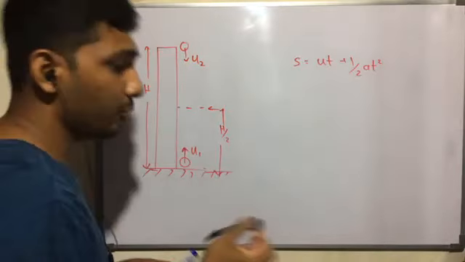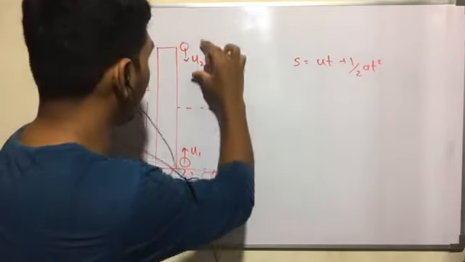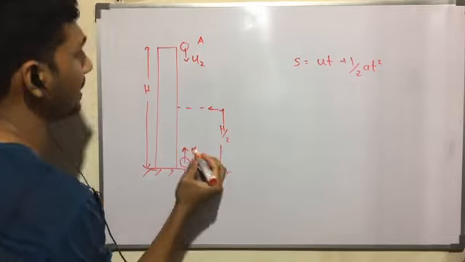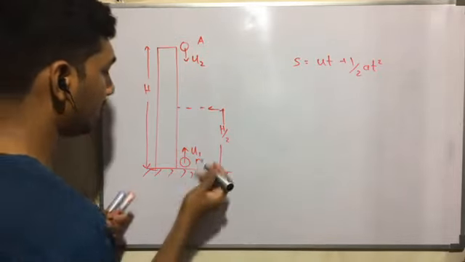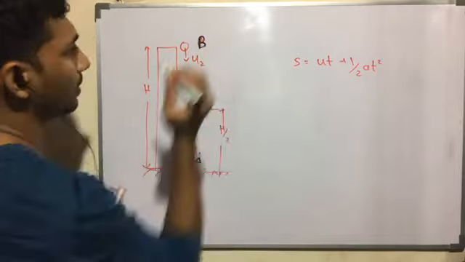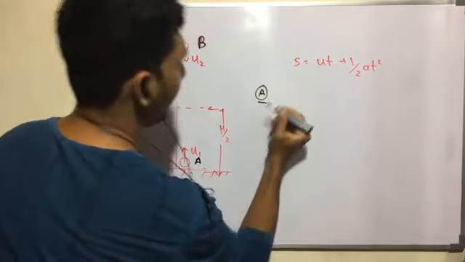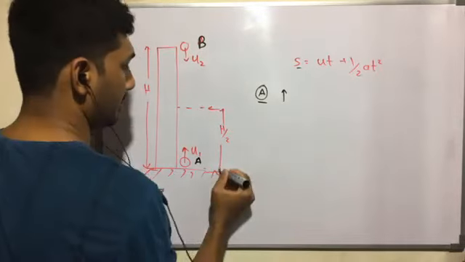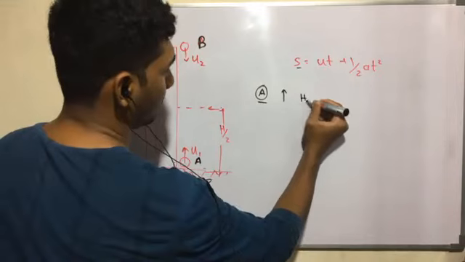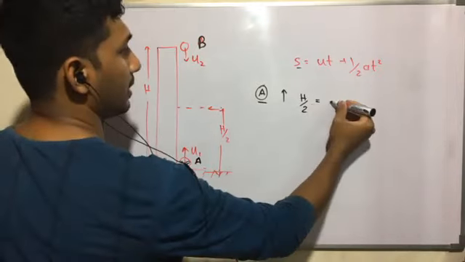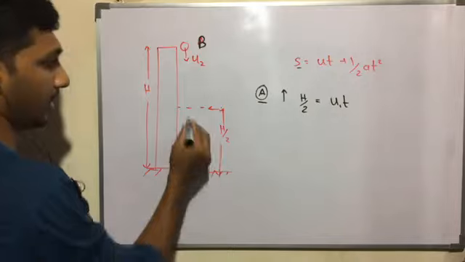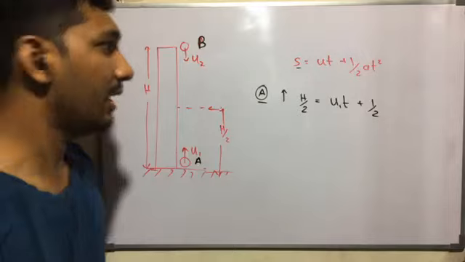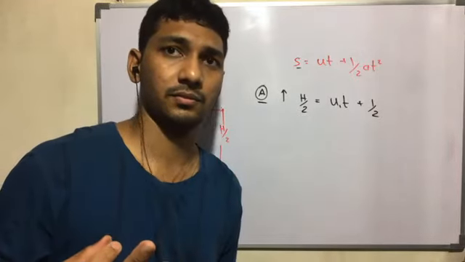So what do we know? We know to write equations for each particle. Let's take this as A and this as B. First, for A, in the upward direction, S is where they meet, no? So h/2 is equal to u1t plus half a. What is a? a is g or minus g. What is a?